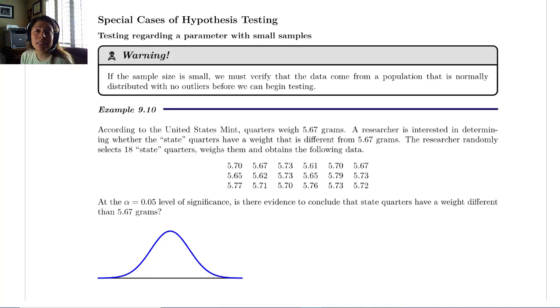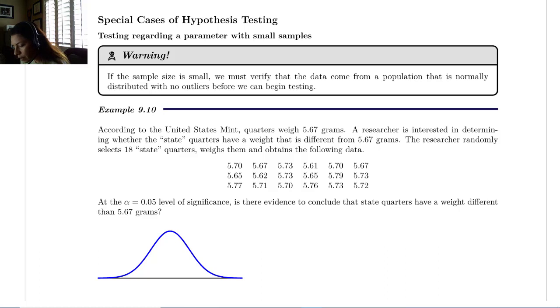Hi, so these next examples of hypothesis testing are special cases. We're going to take a look at an example where we have raw data, and then another one where that doesn't meet the criteria. So let's go ahead and take a look.